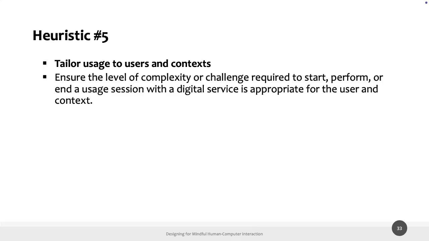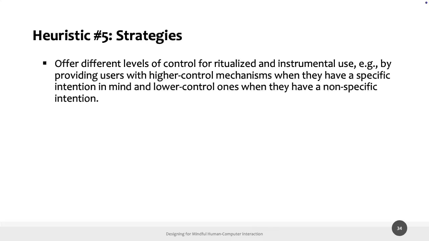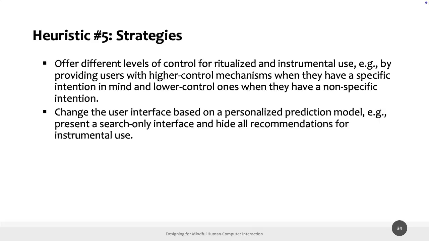Let's see some examples to clarify it. First strategy, offer different levels of control for instrumental and habitual use. So by providing users with higher control mechanisms when they have a specific intention in mind and lower control ones when they have a non-specific intention.